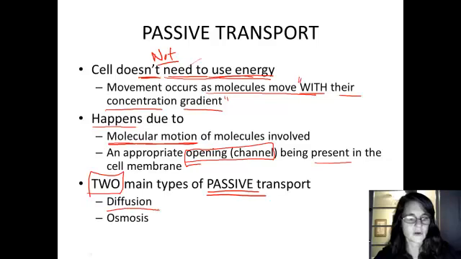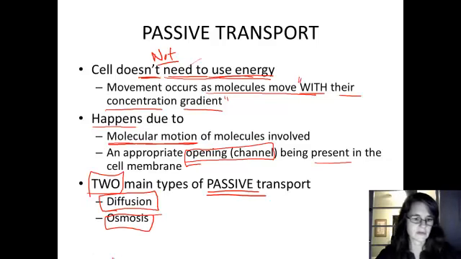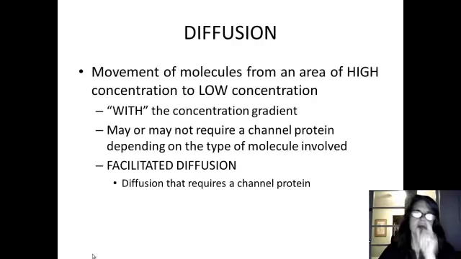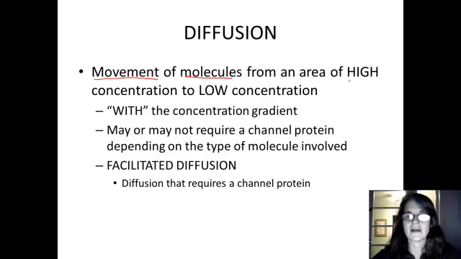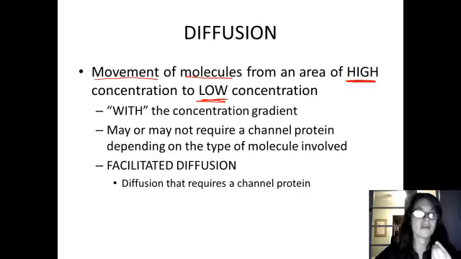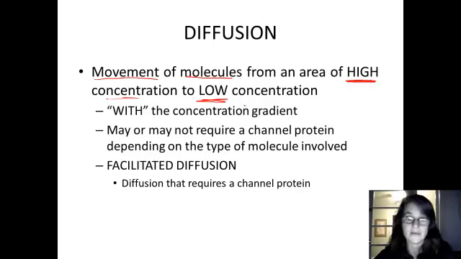One of them is called diffusion. The other is osmosis. Let's see what those are about, okay? Diffusion is the movement of molecules from an area of high concentration to an area of low concentration. What that means is from an area where there is a lot of them together to an area where there is not so many of them.